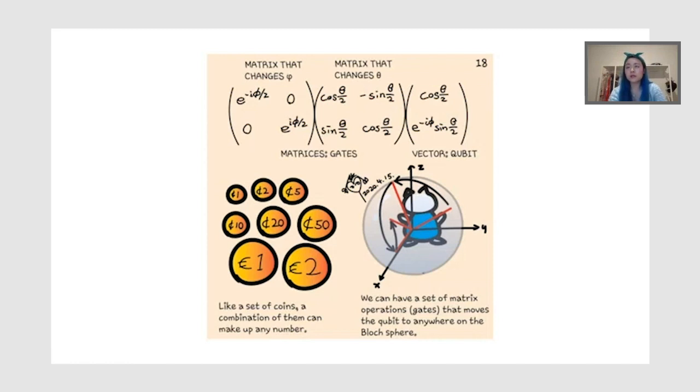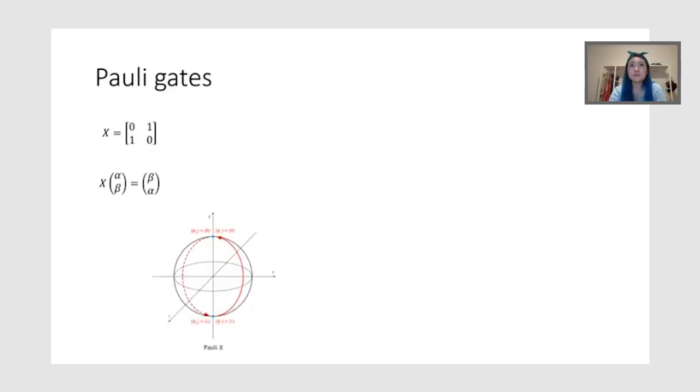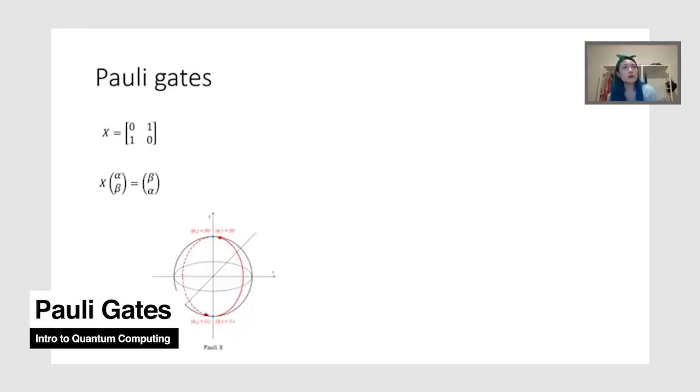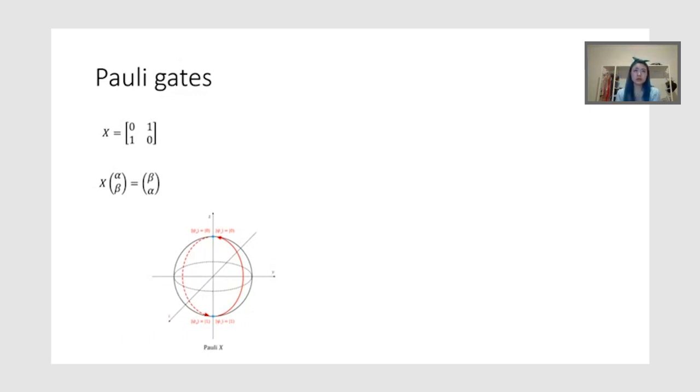So let me give you some examples of these commonly used gates. One set of gates is called the Pauli gates. Pauli is one of the famous physicists from the 1960s. There are a lot of things named after him.